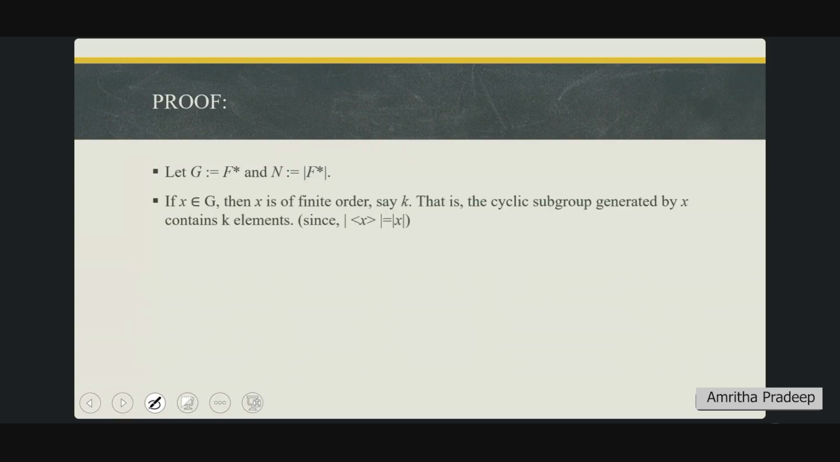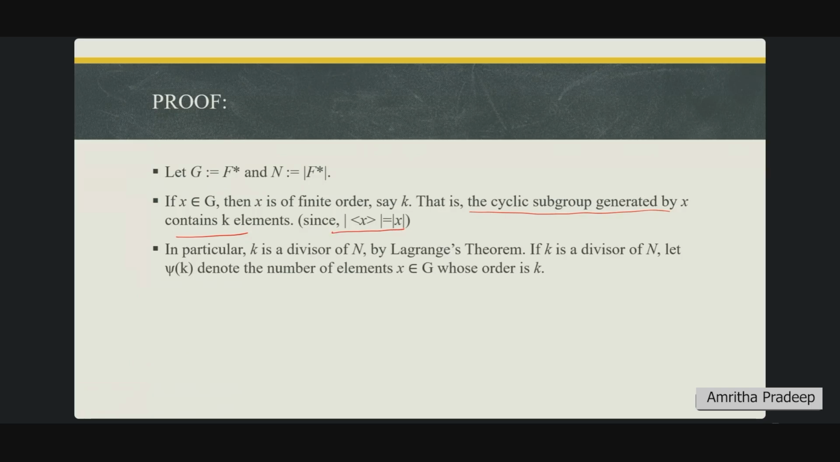Now if x belongs to G, then x has a finite order, say k. So the statement is true. The cyclic subgroup generated by x contains k elements, because we know this famous result. Now I'm denoting psi of k. Earlier, I just said to assume some function over k. Now I'm defining what psi of k actually is in this proof. Psi of k denotes the number of elements of the group whose order is k. Kindly note this definition is very important.